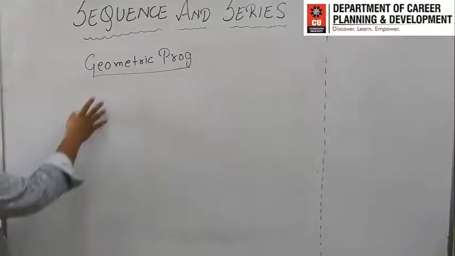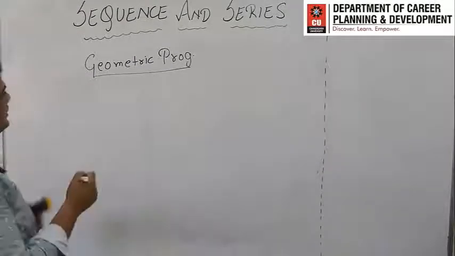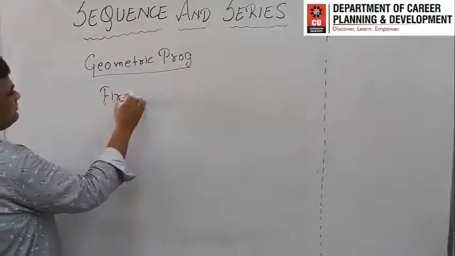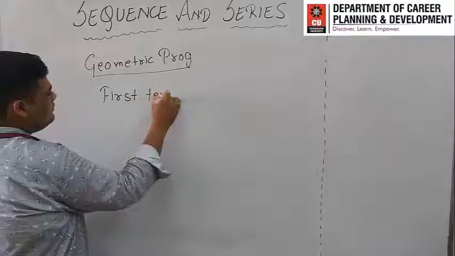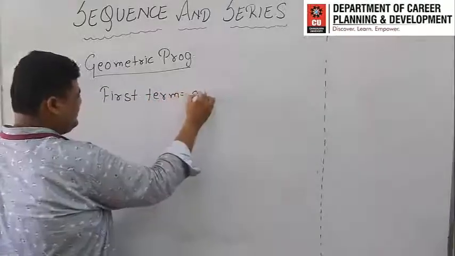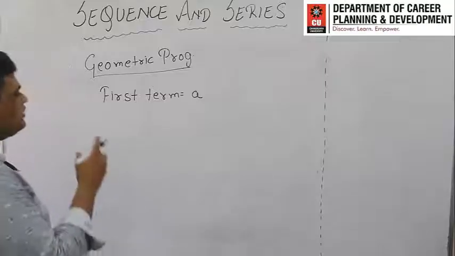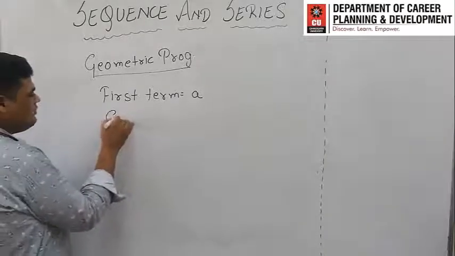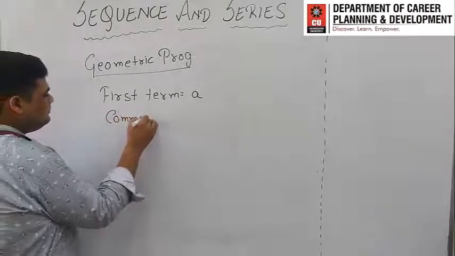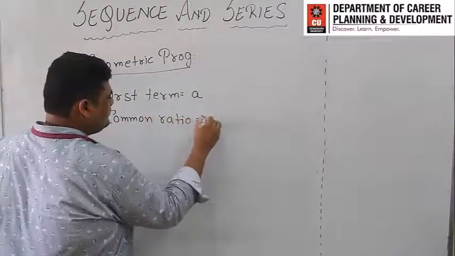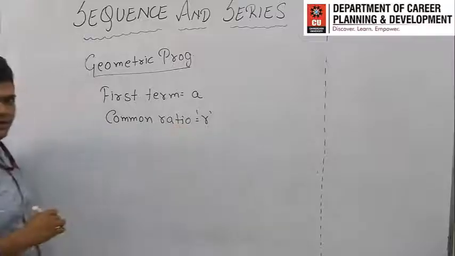Now let us move to the concept of geometric progression. Here again we will have the first term, which we denote as A, and here we will have a common ratio, instead of a common difference. This we will take as R.